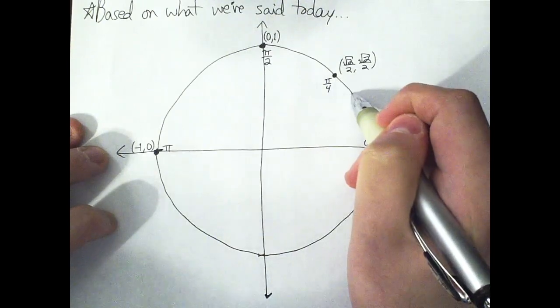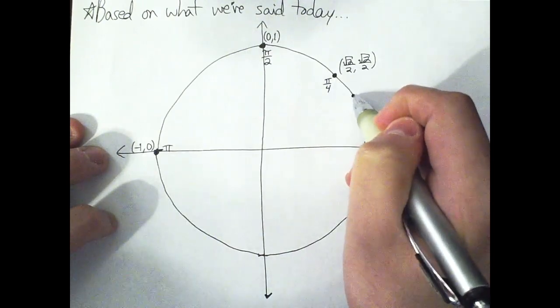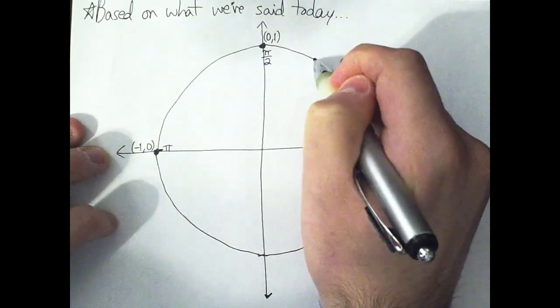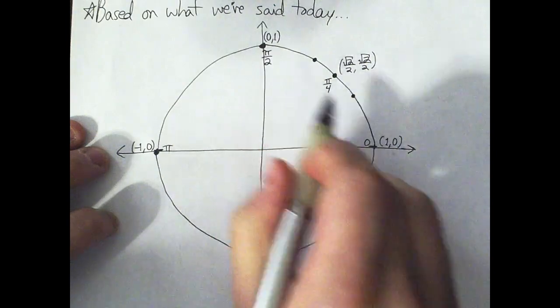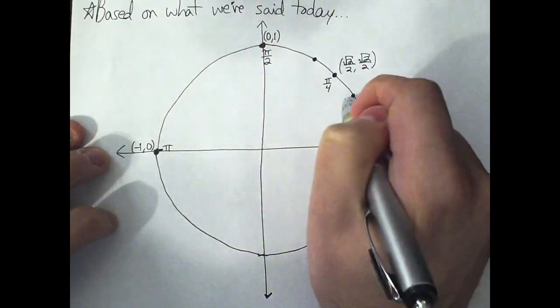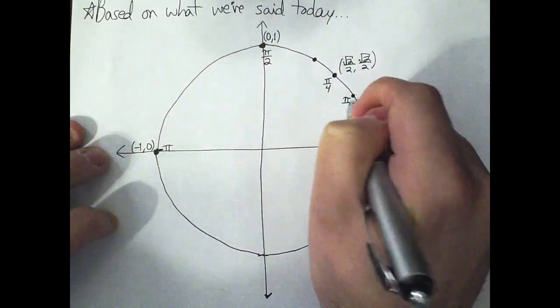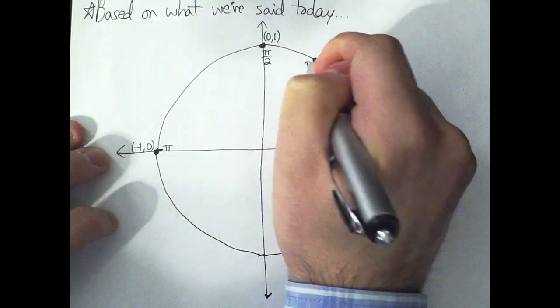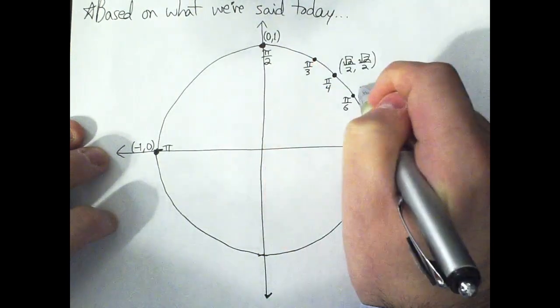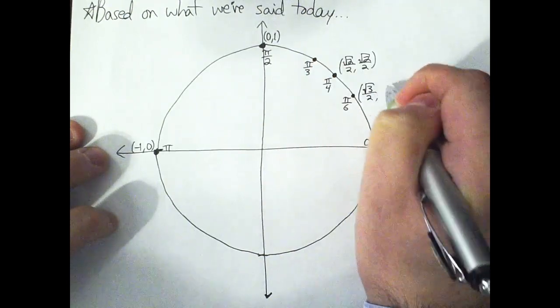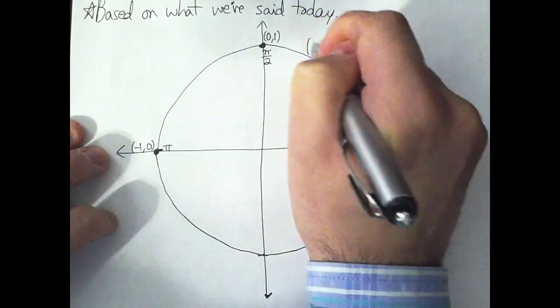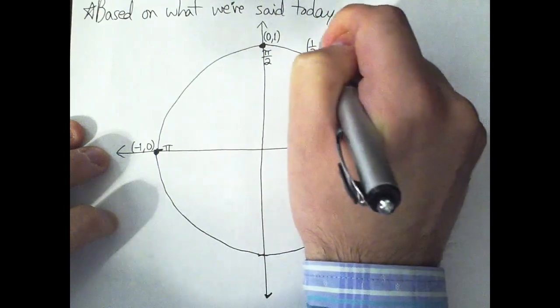Some of the other common values are here and here. One of these is pi over 6, and one of these is pi over 3. Which one is which? Pi over 6 is the smaller number. So pi over 6 is here, pi over 3 is here, and the values were root 3 over 2, comma 1/2, and this is going to be 1/2, comma root 3 over 2.